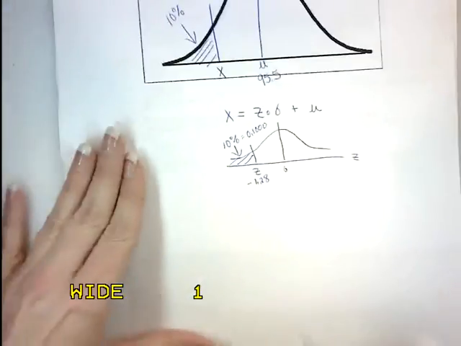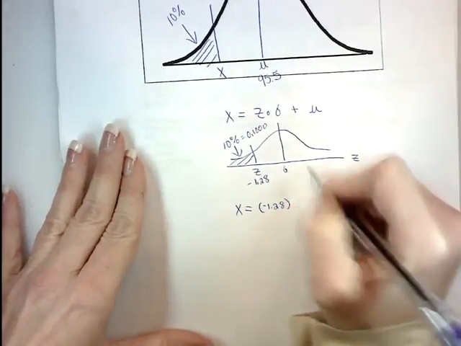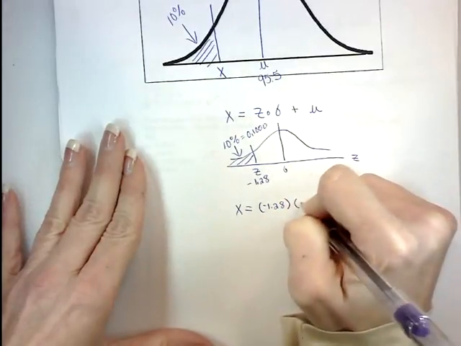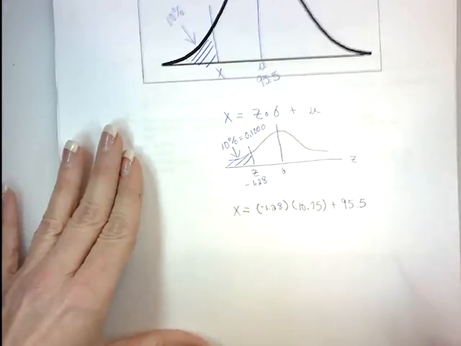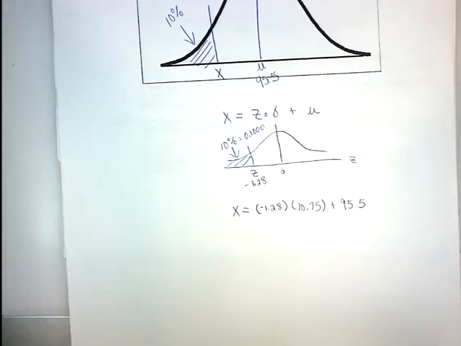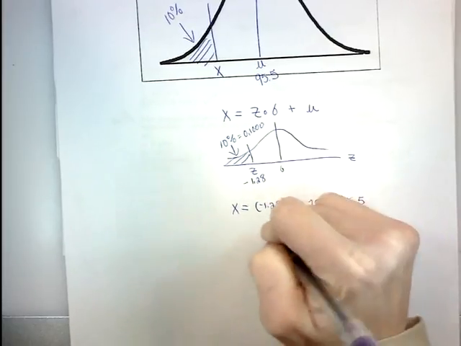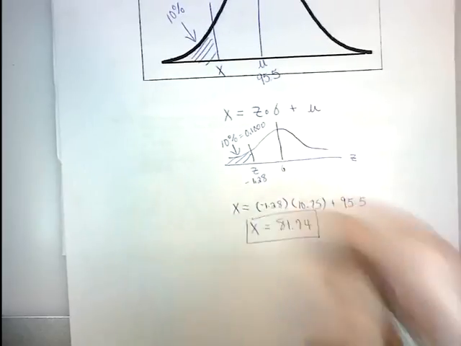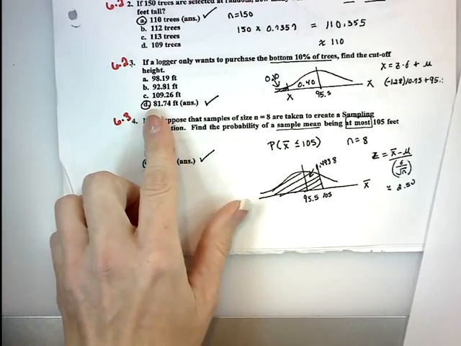Therefore, with the cutoff formula, not the z-score formula, x is negative 1.28 times 10.75 plus 95.5. Negative 1.28 times 10.75 plus 95.5 is 81.74. So that's your cutoff. That signifies the bottom 10% of trees. And that answer is D.